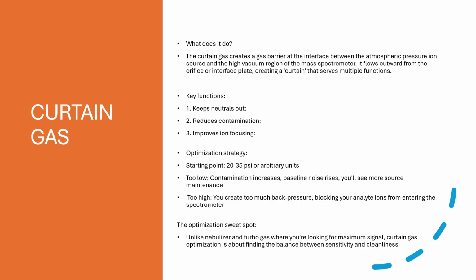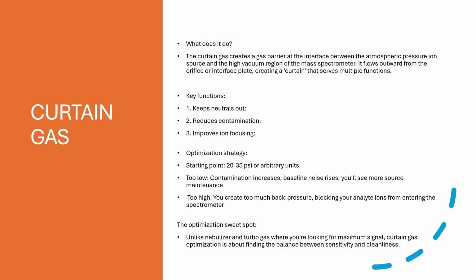So talking about the moderate setting, it would be 25 psi. And decrease curtain gas while monitoring signal. You'll see intensity increase. Find the lowest setting that maintains stable signal and acceptable background. Then you may increase by 5 to 10 units to provide a safety margin for long-term operation.